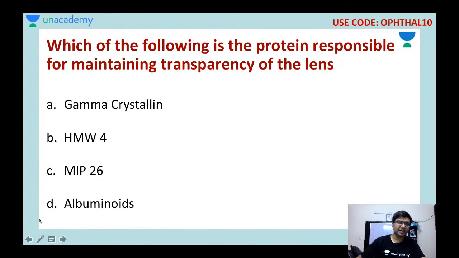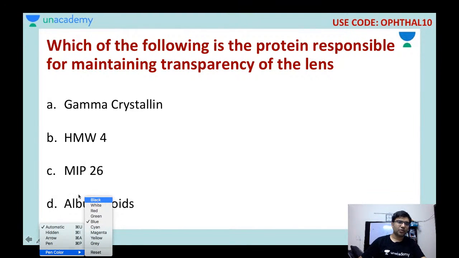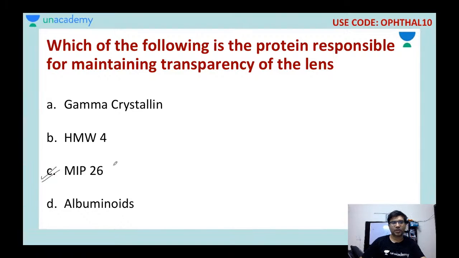So the answer here is aquaporins. We have the MIP26 protein, which are also called aquaporins. Now they are responsible for maintaining the transparency of the cell. Now another question they can ask sometime is, which is the most common protein that is seen in a crystalline lens?